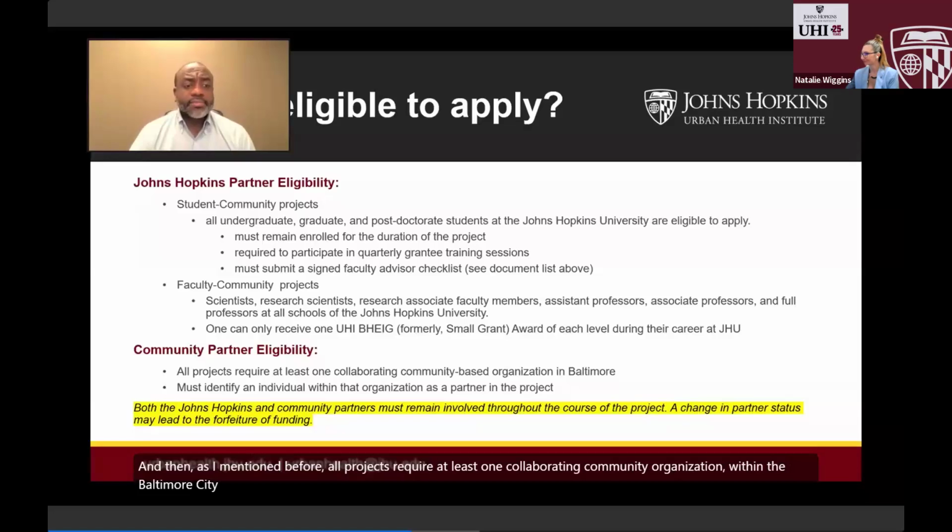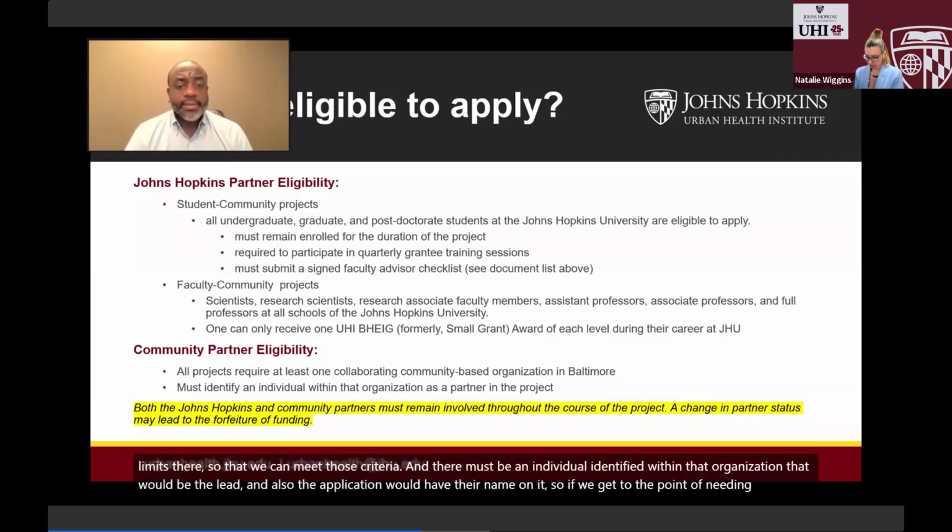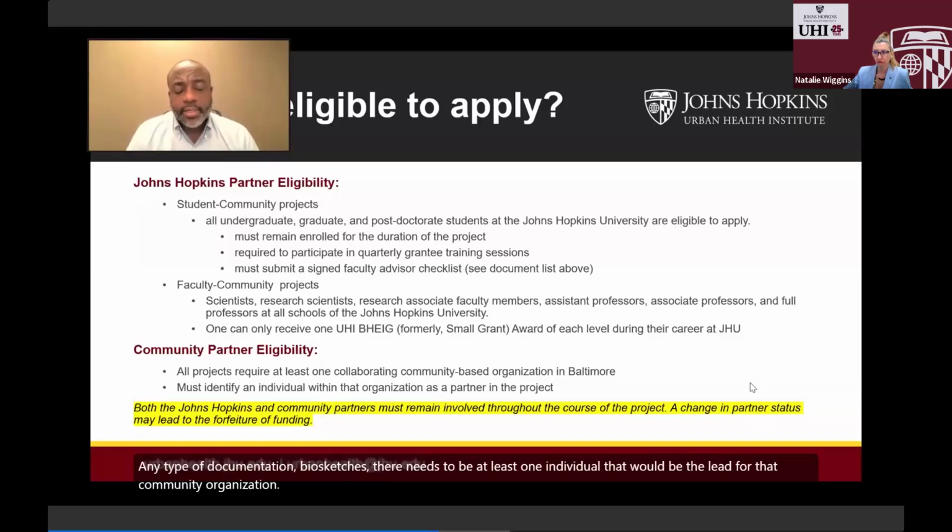And then, as I mentioned before, all projects require at least one collaborating community organization within Baltimore City, limits there, so that we can meet those criteria. And there must be an individual identified within that organization that would be the lead, and also the application would have their name on it. So if we get to the point of needing any type of documentation, bio sketches, there needs to be at least one individual that would be the lead for that community organization.